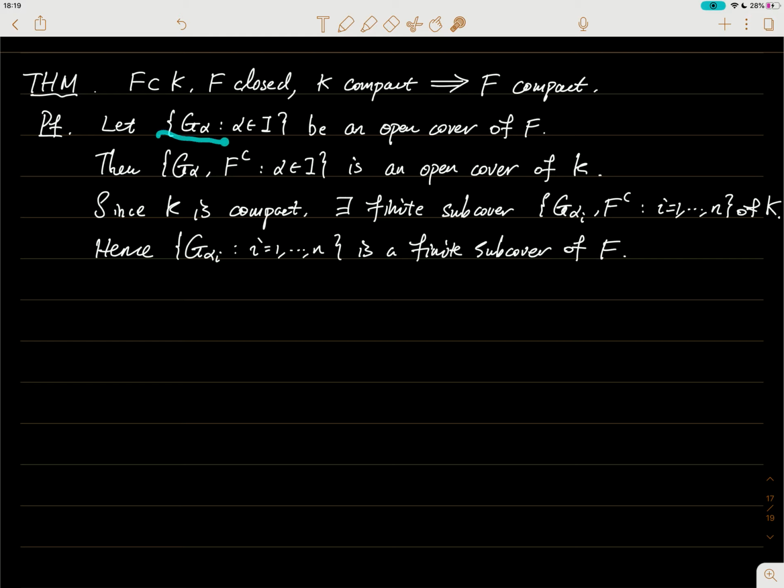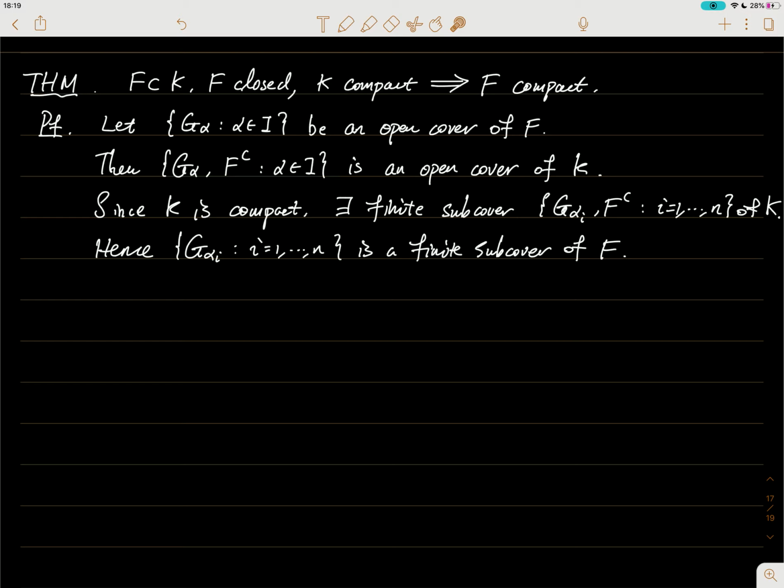So let's say G alpha is an open cover of F. Because the G alphas together cover F, the G alpha and F complement will cover the entire space, because this covers F, this covers F complement. Remember that F is closed, so F complement is open. So all the sets in here are still open. So this is an open cover of the entire space.